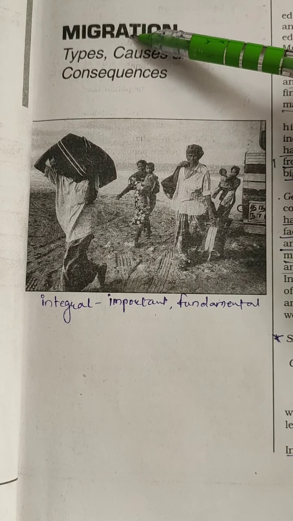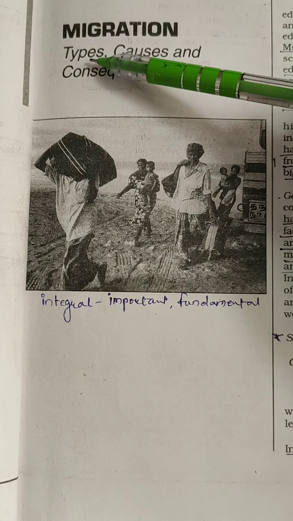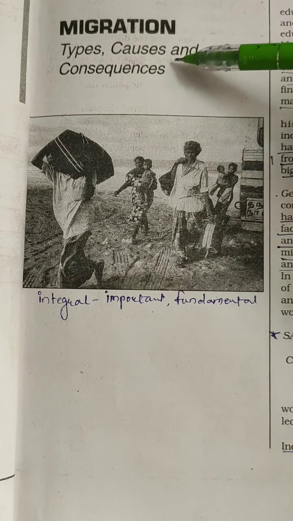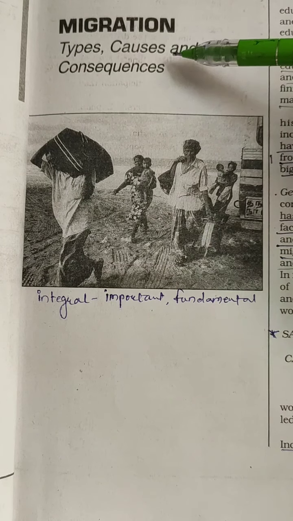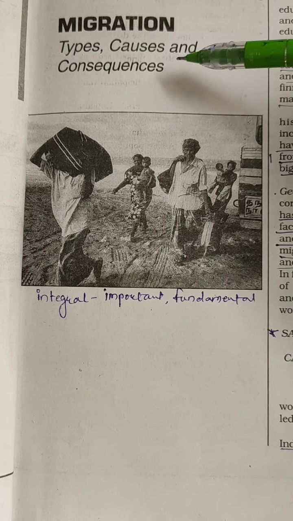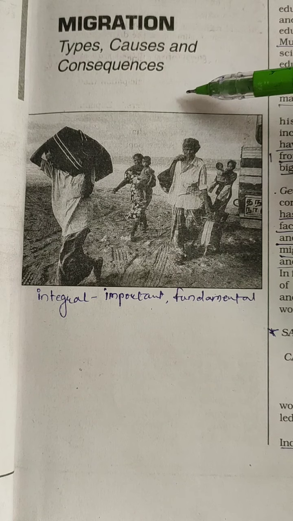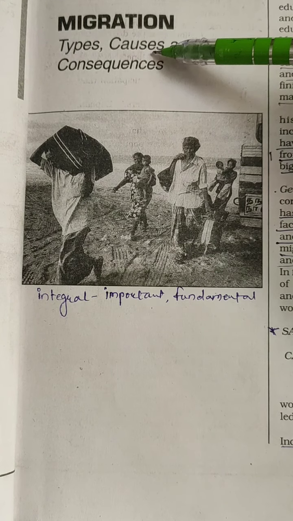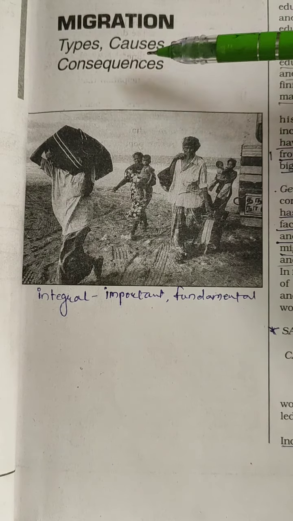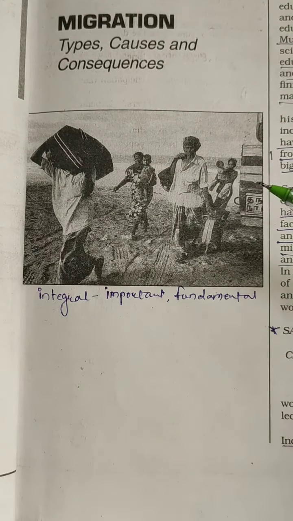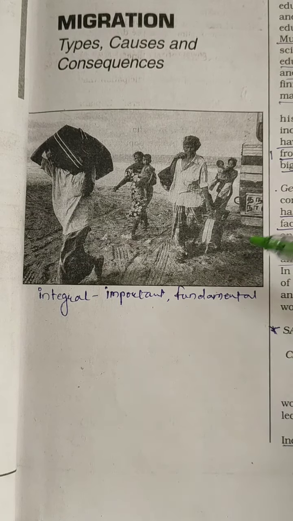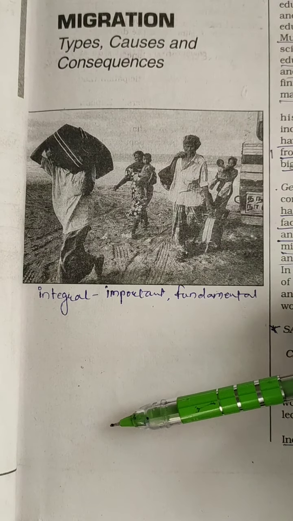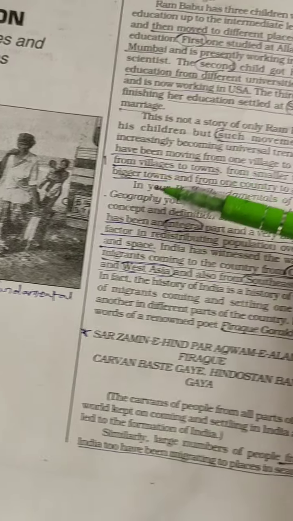This migration has various types that we will see in this lesson, and earlier also you have studied rural to rural, urban to urban, rural to urban, urban to rural. These are the various types. Then causes of migration: why do people shift, why do people move from one place to another? You can see in this photograph, people are moving. And consequences: what are the effects of this migration? So let us start it one by one.